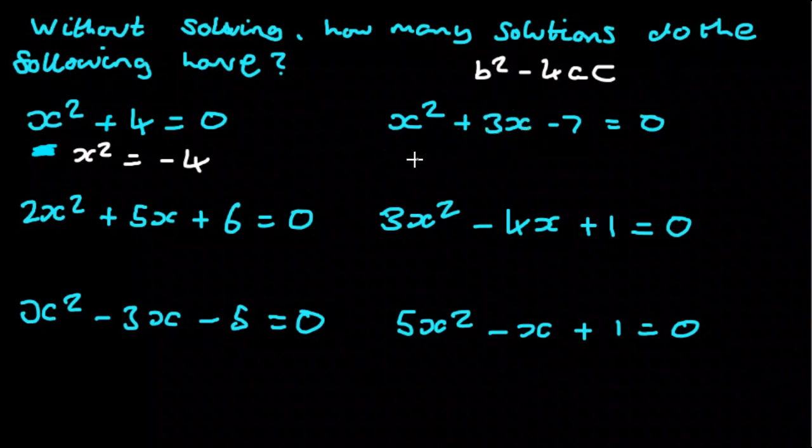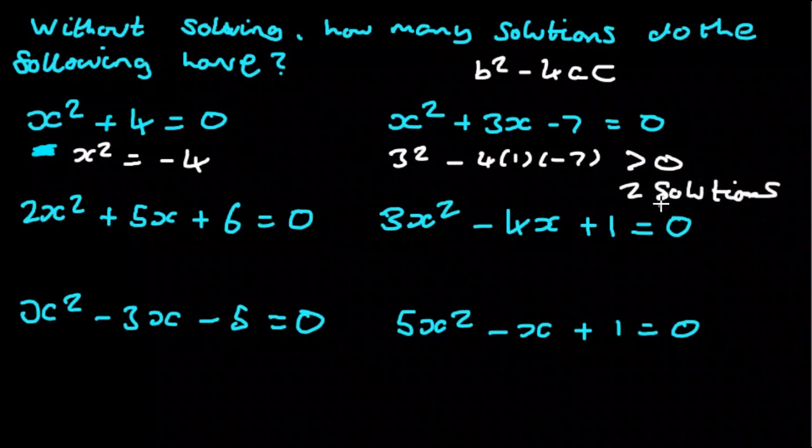So b squared minus 4ac here is 3 squared minus 4 times 1 times negative 7. Well, we're adding a positive to a positive, so it's clearly greater than 0. We don't even have to calculate it. So we have 2 solutions. You should say 2 real solutions.